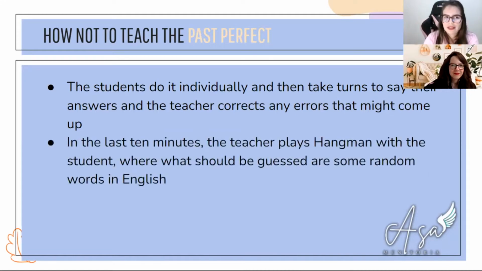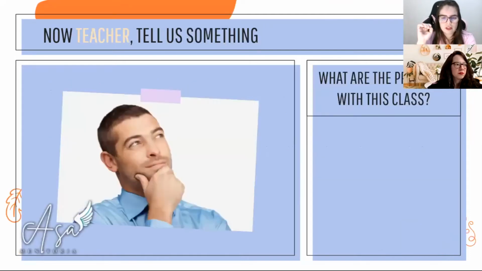In the last 10 minutes, the teacher plays hangman with the students, in the plural, there should be an S there, sorry, where what should be guessed are some random words in English. So just a vocabulary hangman, right? Now I want to know from you, teachers, what are the problems with this class? As I told you, there are 7, but if you can find more the merrier.